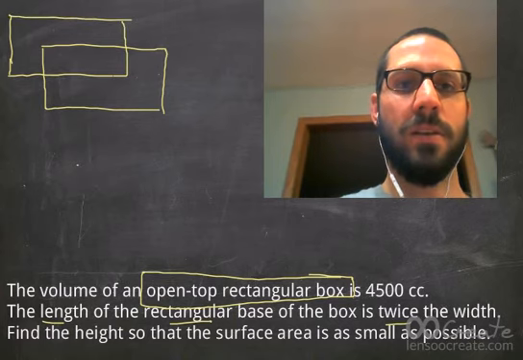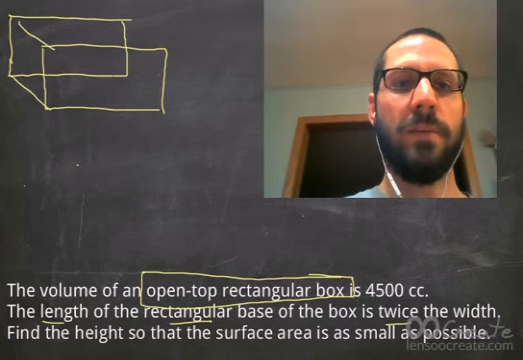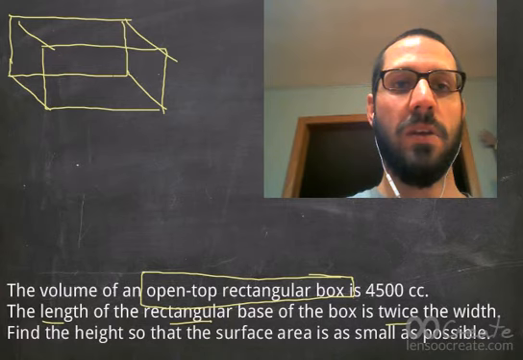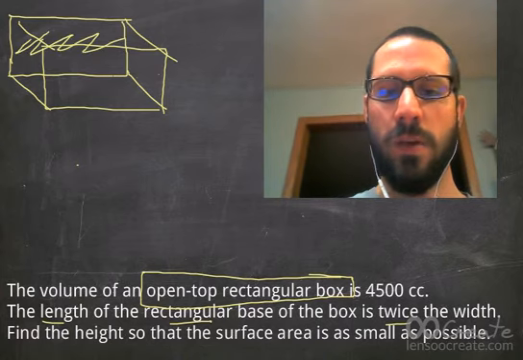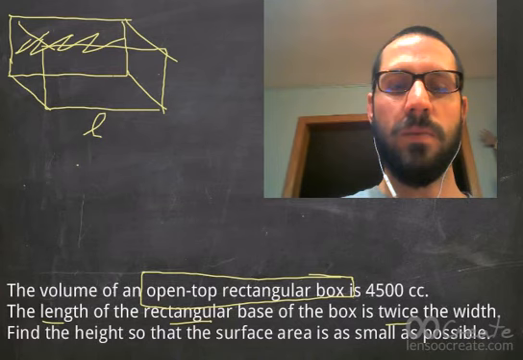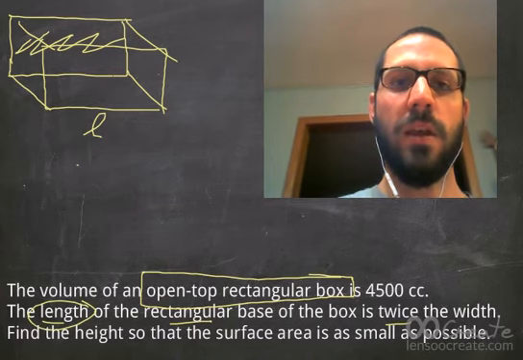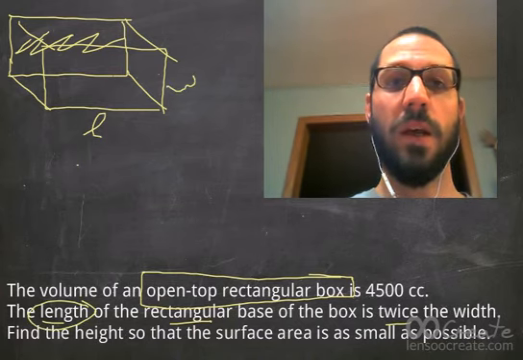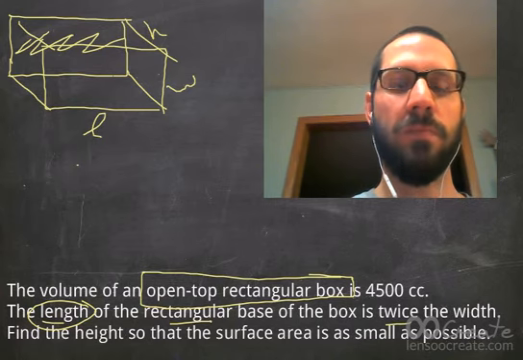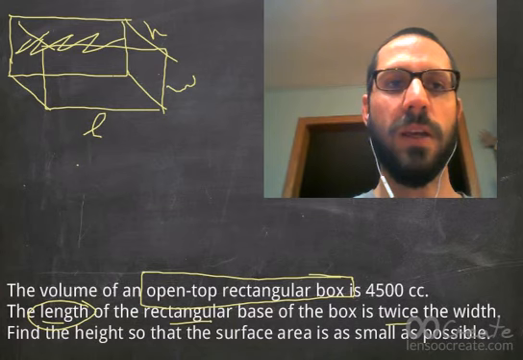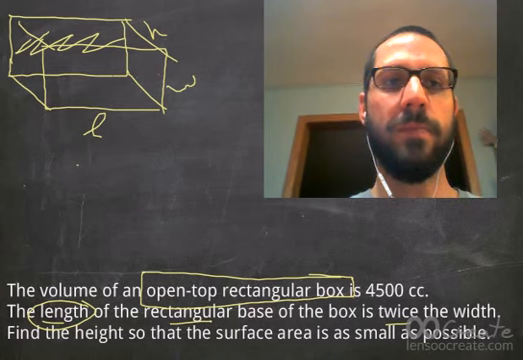Same 3D shape we've always made. How's that look? Decent, sure. Let's say this is our open top right here. This is our length, which looks like it might be twice the width. And then here is my height. How's that look? Just fine. So we've got our picture drawn: rectangular base, length, width, height.